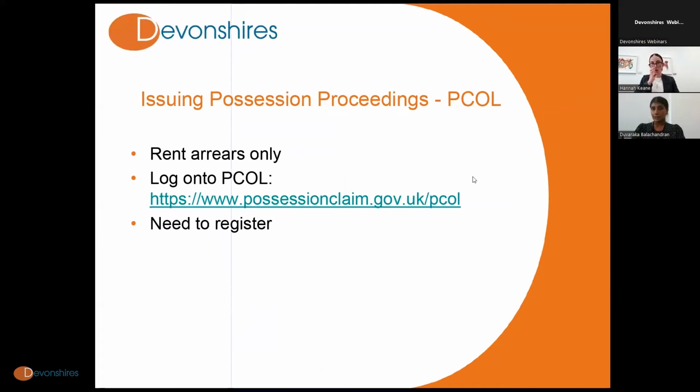We'll start with PCOL, which is the online-based platform for issuing possession proceedings. Again, this is purely for rent arrears only. So anything to do with antisocial behaviour, not the right route. So only rent possession claims. Again, you will have login details for this, and it's simply going on to the website possessionclaim.gov.uk/PCOL. If you haven't already, we suggest you register, because it's a very simple way to issue possession claims rather than doing the old-fashioned paper form.